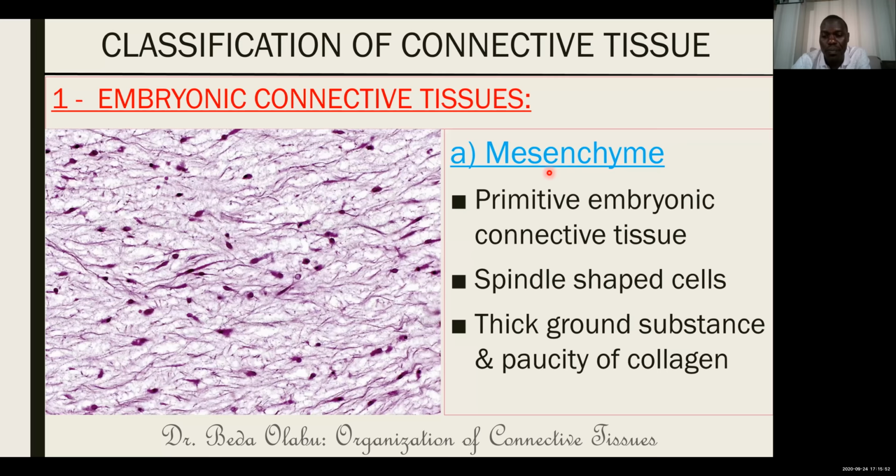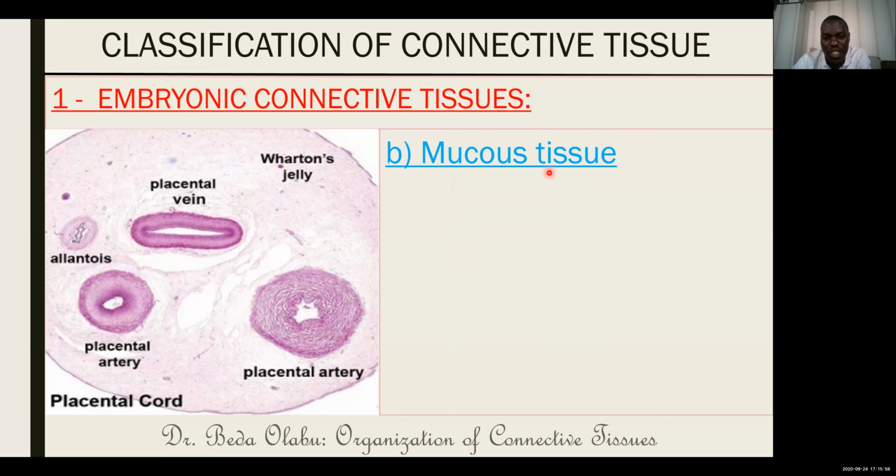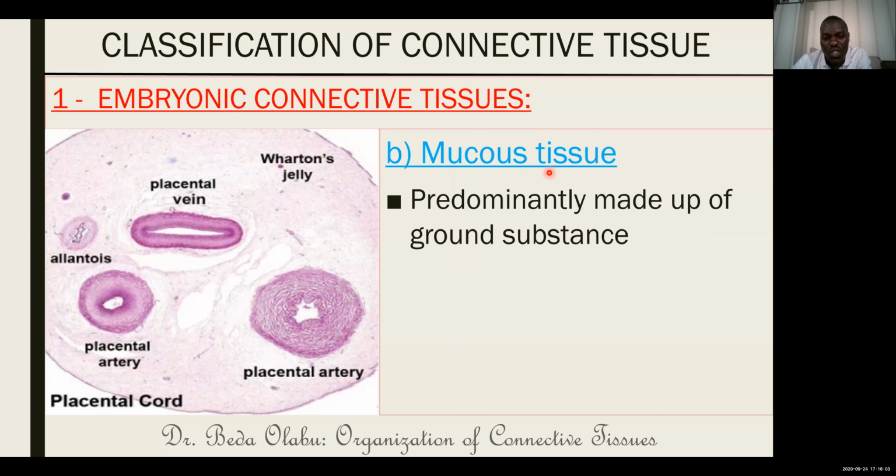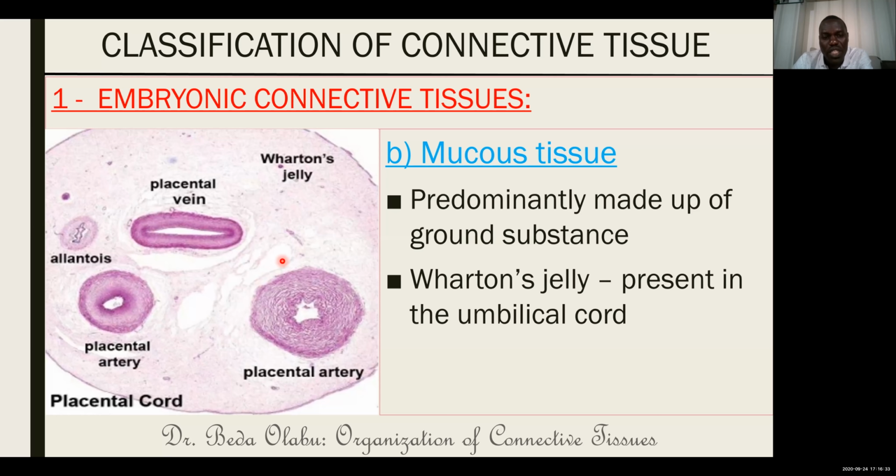The second type of embryonic connective tissue is even more interesting. We call it mucous tissue. Mucous tissue is predominantly made up of ground substance. You hardly see cells or fibers. This is mucous tissue, this one. A lot of gel, the ground substance. This type of connective tissue is called Wharton's jelly, and it is located around the umbilical cord.